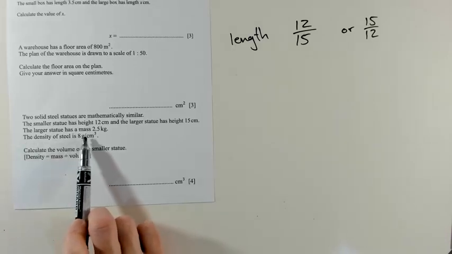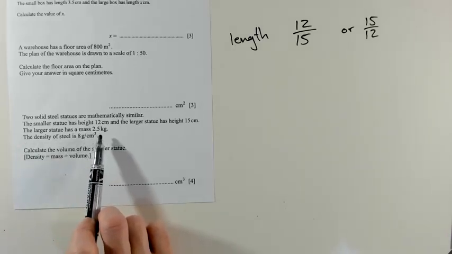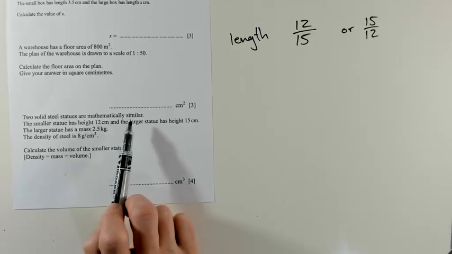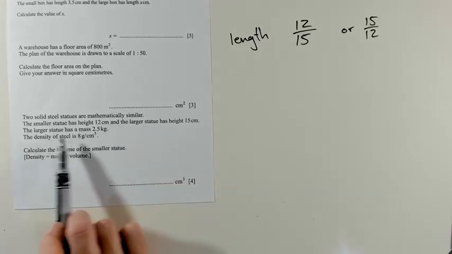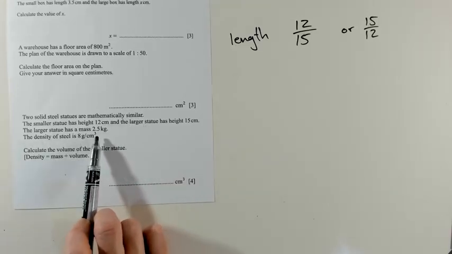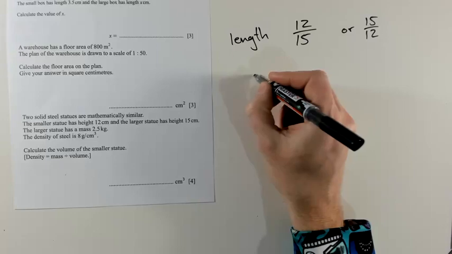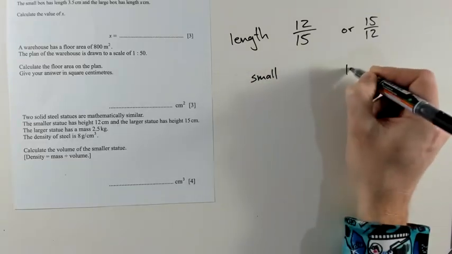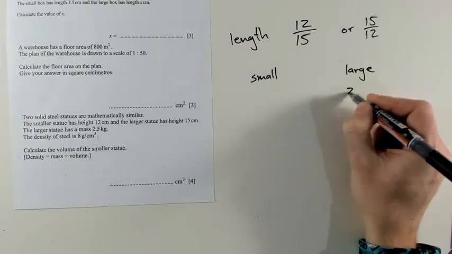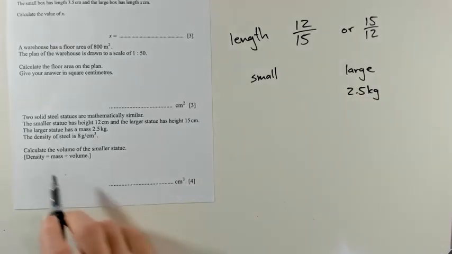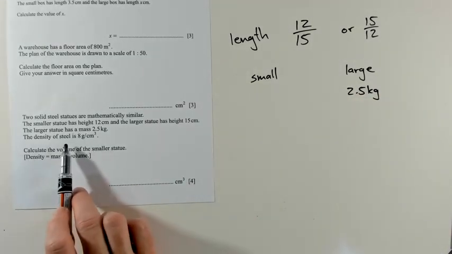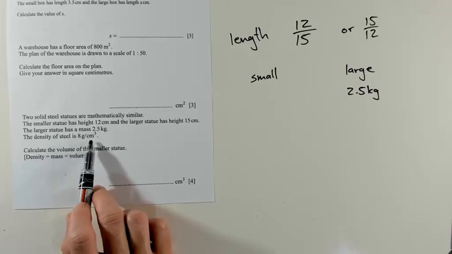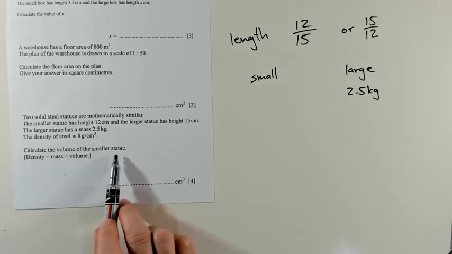Okay, same thing for us. The largest statue has a mass. Oh my goodness, we have mass now, which is not something we usually see in mathematically similar shapes. We're used to seeing volume and area, but now we have a mass. The larger statue has a mass of 2.5 kilograms. I'm just going to go here, small and large, just to keep things simple. So that's 2.5 kilograms. And the density, suddenly we're in physics now. The density of steel is 8 grams per cubic centimeter. Calculate the volume of the smaller statue.